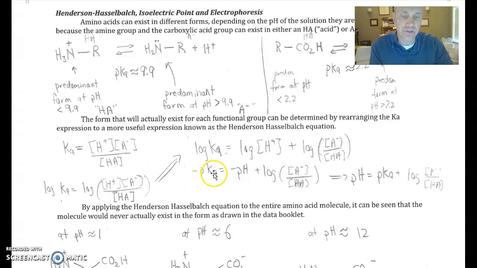Same thing here. Remember that pH is the negative log of the hydrogen ion concentration, so log of the H plus would be the negative pH. All we've done in going from this equation to this equation right here is turn this into the negative pH and turn that into the negative pKa. So that gives us this expression right here.